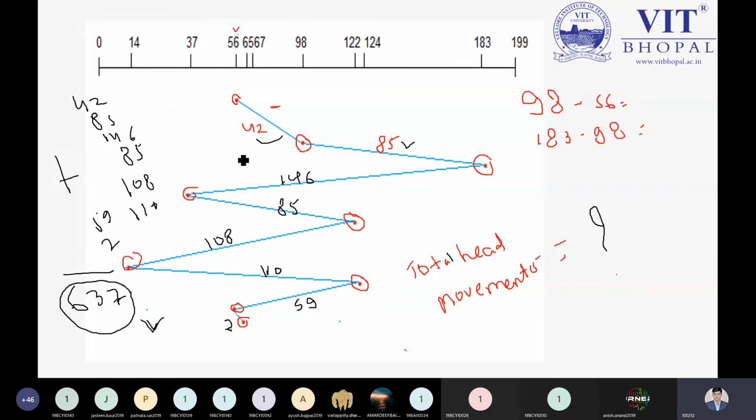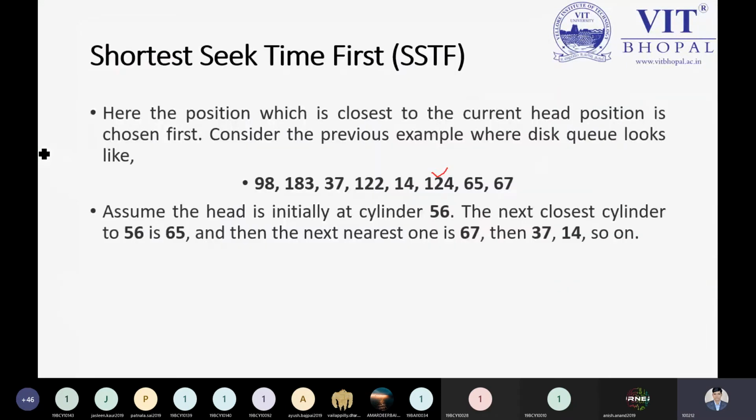Now, if it is clear to all, then I'm moving to my next slide. That is shortest seek time, also known as SSTF. In the shortest seek time, you need to find the position that is closest to the current head position, and that is chosen first, without any problem. So I'm making the sequence, and you can draw the scheduling algorithm on the page in an easy way.